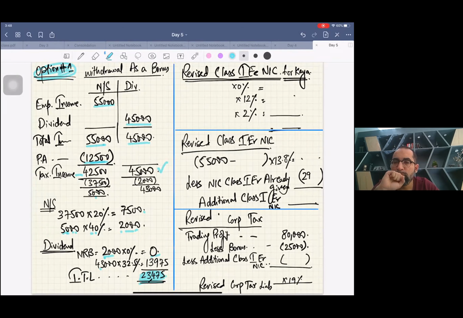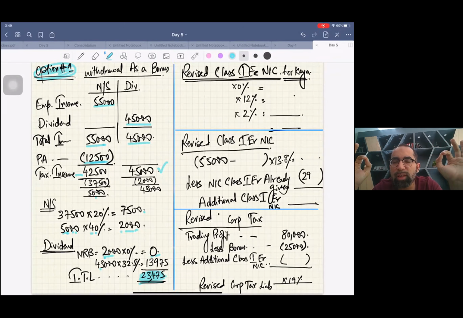Now hold. Class 1 employee NIC is calculated on all cash received, bonus and salaries. Remember, for bonus and salaries, yes, you have to calculate class 1 employee NIC. So in option number one, the bonus is 25,000 and the cash salary is 30,000. 25,000 plus 30,000 makes 55,000.